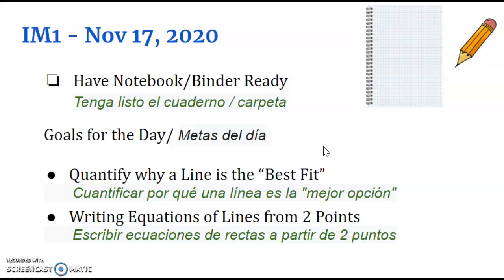So what are we doing today? We are going to be quantifying why a line is the best fit. And we're also going to be writing equations of lines from 2 points.